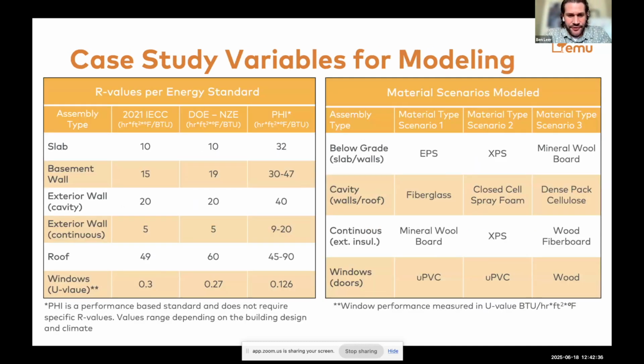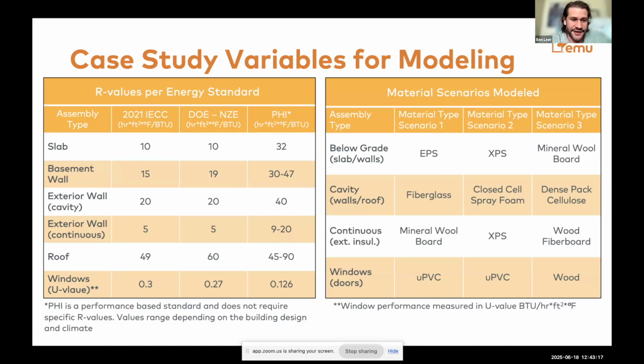So just for those following at home, the case study variables for modeling, these are the different packages that I used, as well as the energy standards. So essentially, when we're looking at the code minimum building, we're going to need specific R values at the different assemblies. And the Department of Energy also has specific targets for their building. These standards are actually very similar. So the R values needed for code are almost the same for the net zero ready building, but the only difference really is the roof and some basement walls.